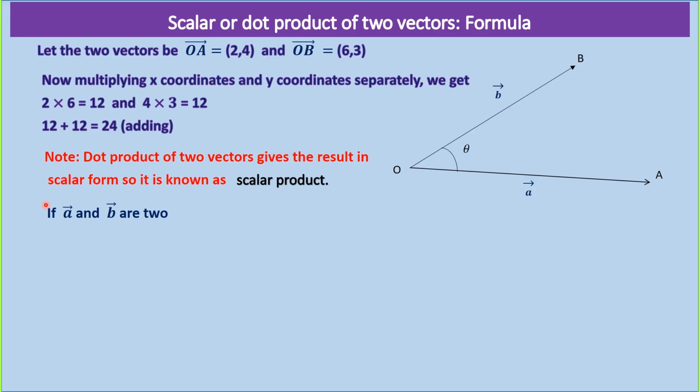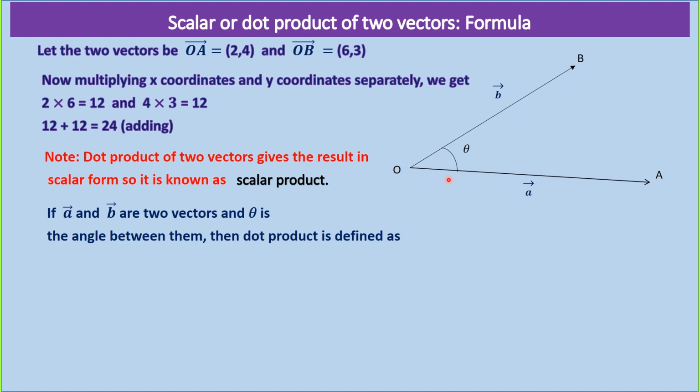If vector A and vector B are two vectors and theta be the angle between them, then the dot product is defined as vector A dot vector B is equal to modulus of vector A times modulus of vector B cos theta, or it is equal to AB cos theta, where theta is between 0 to pi radian.